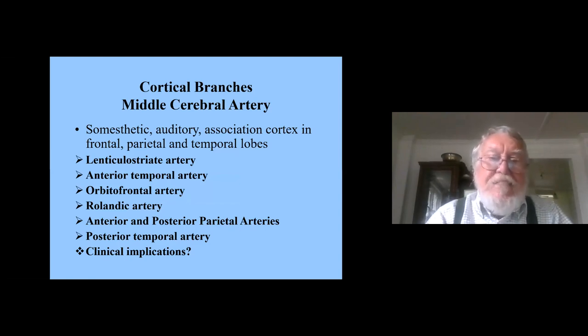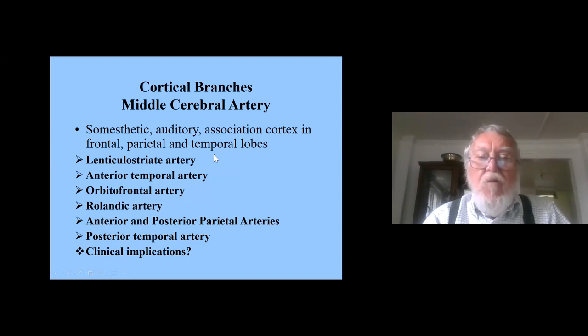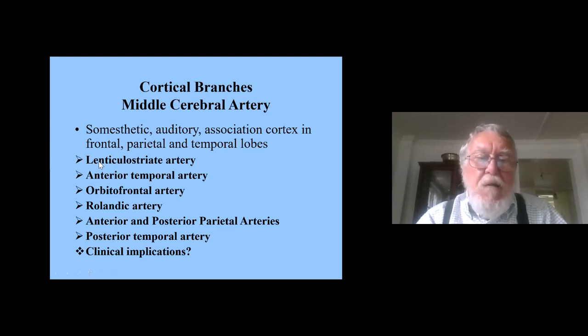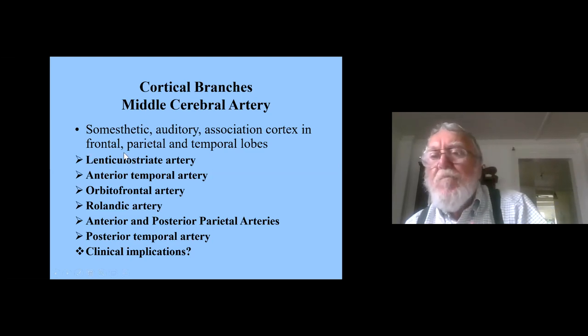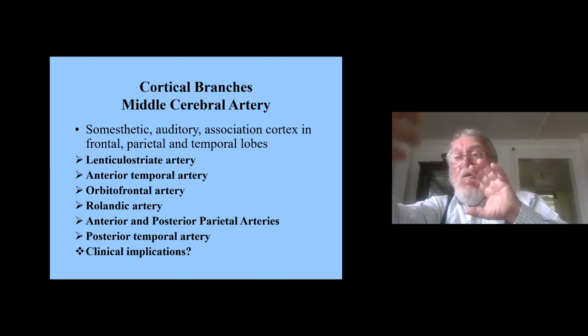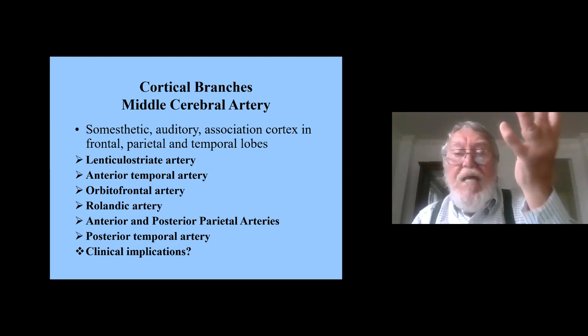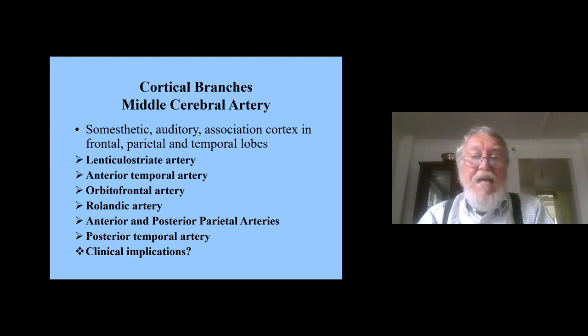So now we have some interesting names here. The lenticulostriate artery. Well, up to now, you probably don't know what the lenticular system is. The lenticular system is part of the basal ganglia, which is lateral to the internal capsule, and the lenticular nuclei are the putamen and the globus pallidus. The other one, the caudate, is on the medial side. So the lenticulostriate artery is vascularizing major portions of what? The basal ganglia.